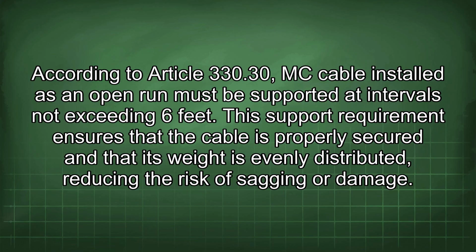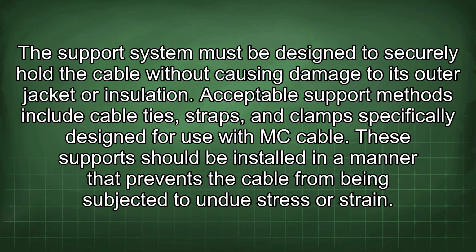This support requirement ensures that the cable is properly secured and that its weight is evenly distributed, reducing the risk of sagging or damage. The support system must be designed to securely hold the cable without causing damage to its outer jacket or insulation. Acceptable support methods include cable ties, straps, and clamps specifically designed for use with MC cable. These supports should be installed in a manner that prevents the cable from being subjected to undue stress or strain.